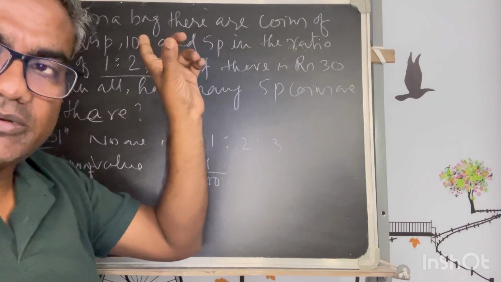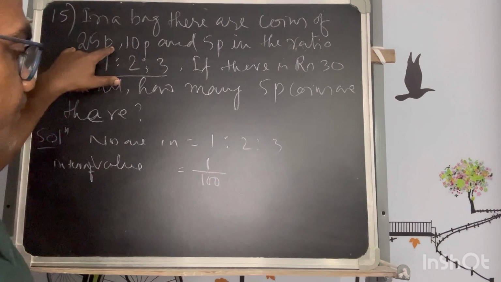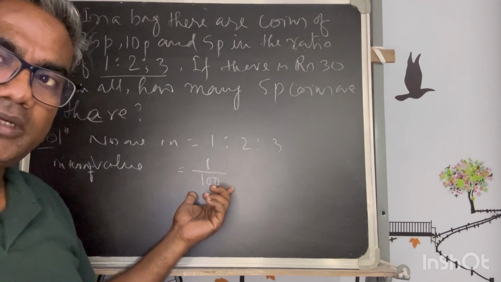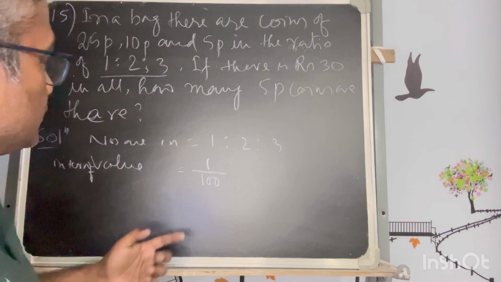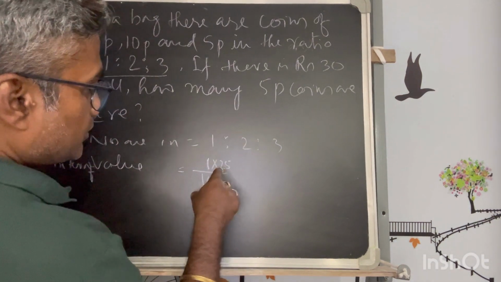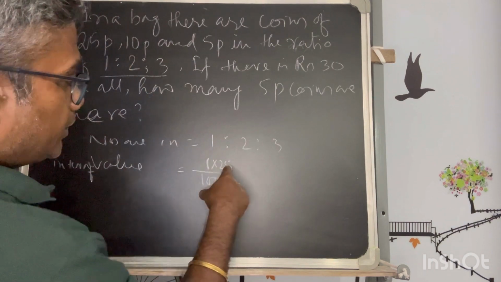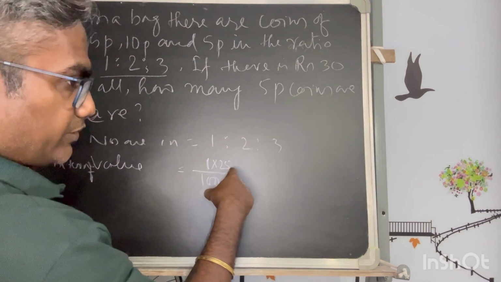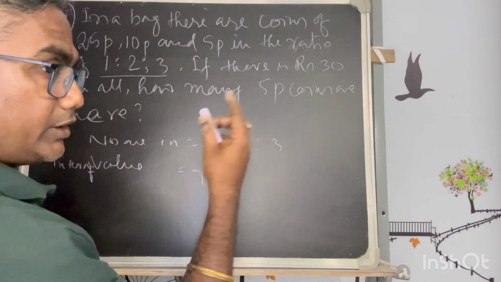In 100 paisa I will get 1 rupee. So how many of 25 paisa will convert it into 100 paisa? So I will get this 1 upon. So this has to be multiplied with 25 value. So I am just getting for one quantity of 25 paisa into 25 will give the value, and that has to be divided by 100 to get in rupees.